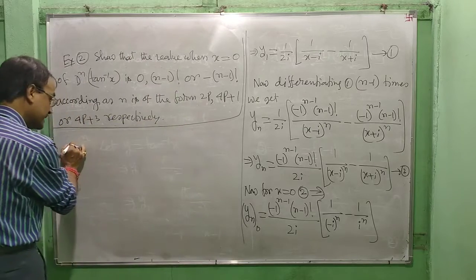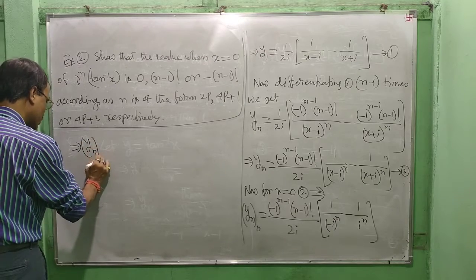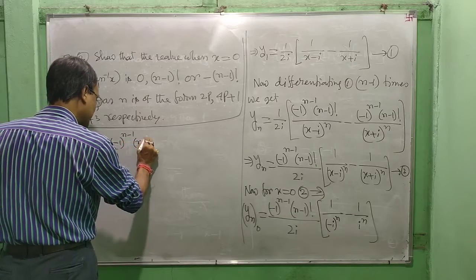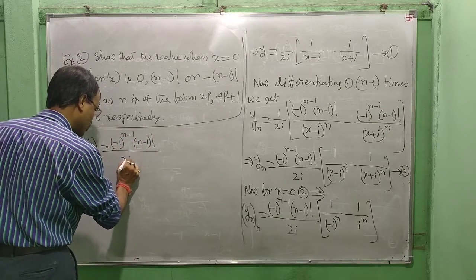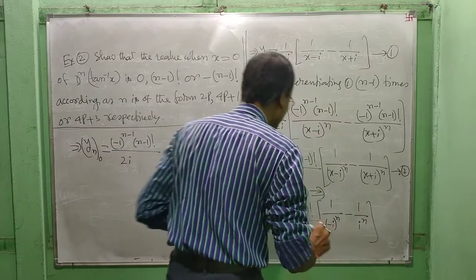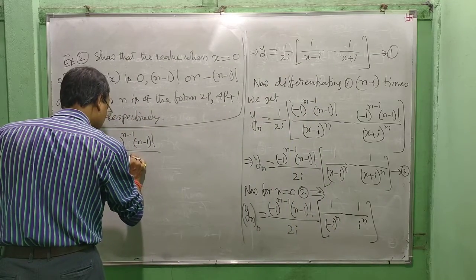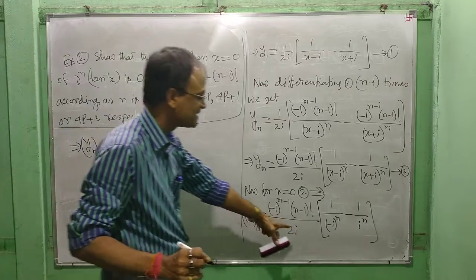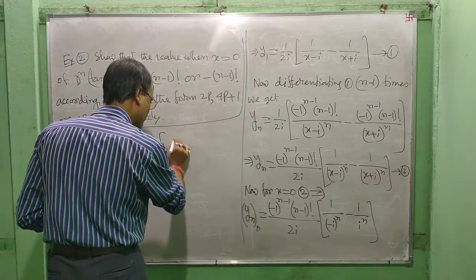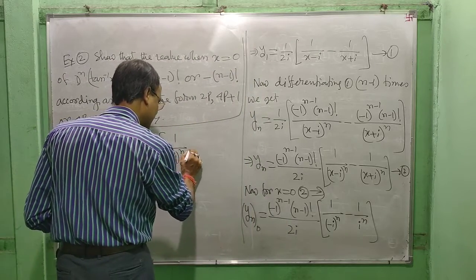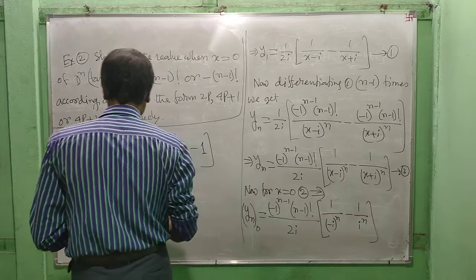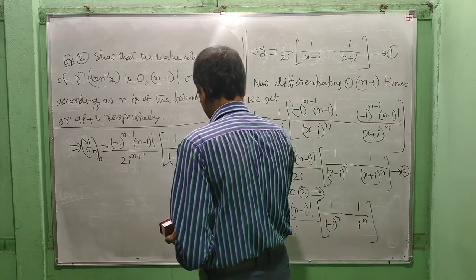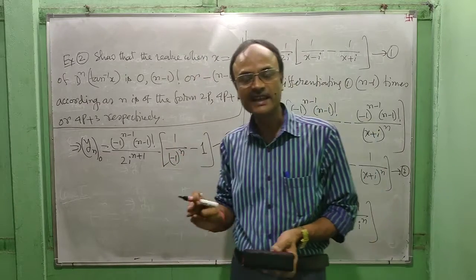Or this means y_n(0) is equal to (-1)^(n-1) (n-1)! divided by 2i. From here you will get i^n, therefore you will get i^(n+1). Already i is here, therefore 1 by (-1)^(n-1). You will get this one. Suppose this is number 3.